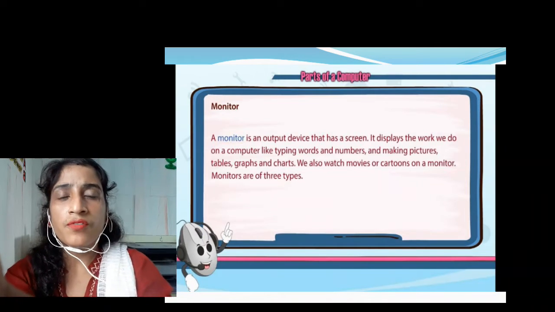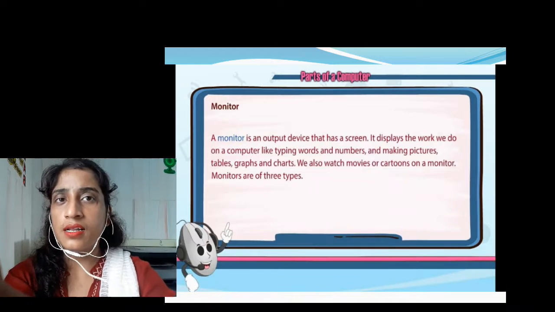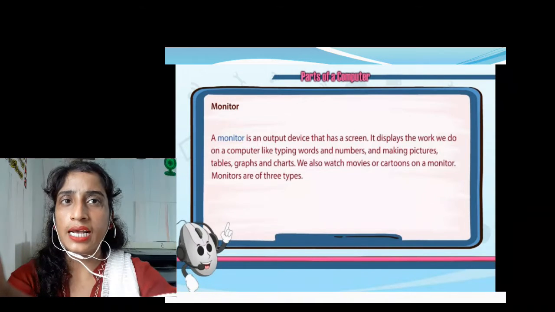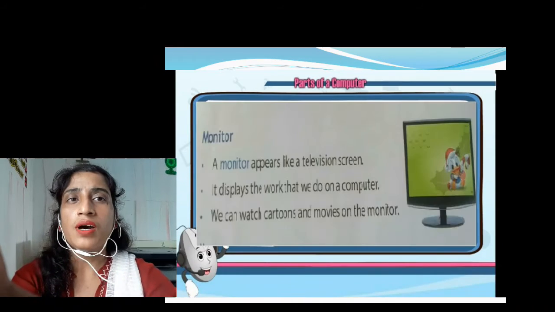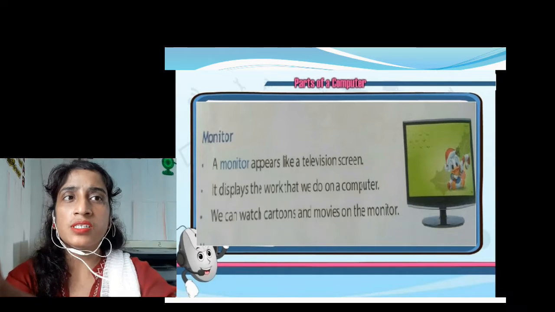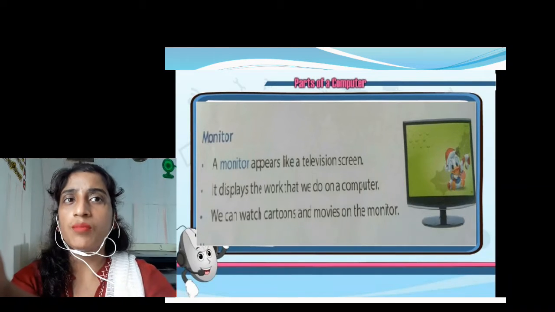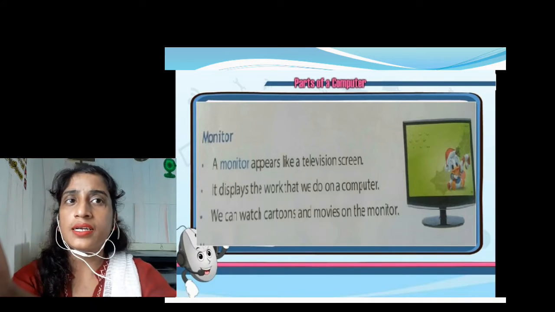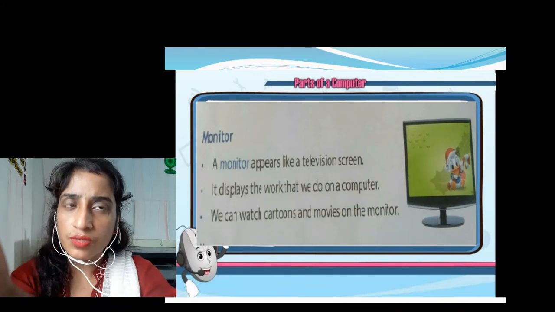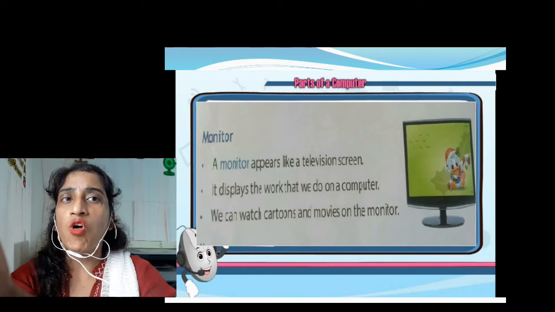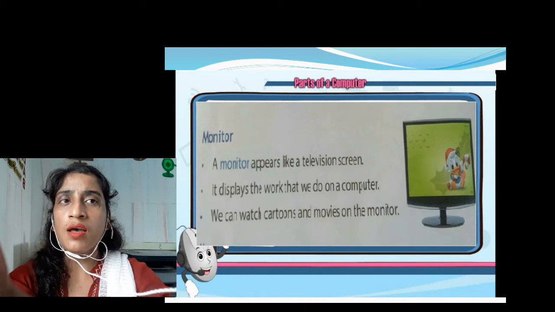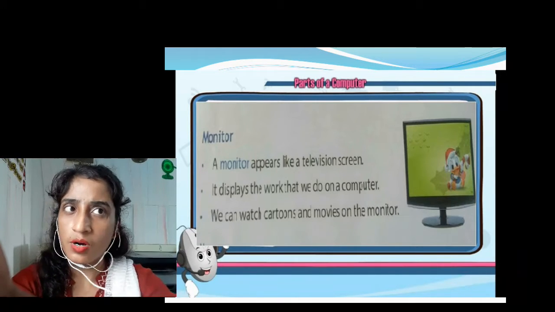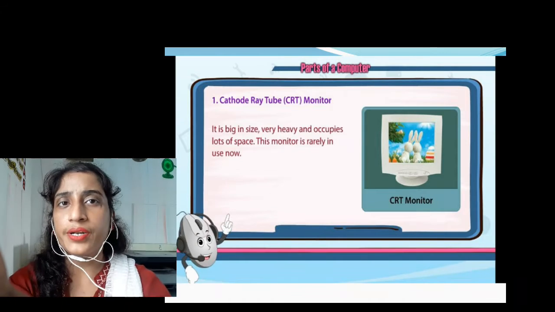Monitors are of three types. Let's learn about these three types of monitor. This one is also a picture of a monitor. A monitor appears like a television. It displays the work that we do on a computer. We can watch cartoons and movies on the monitor. So let's learn about the types of monitors.